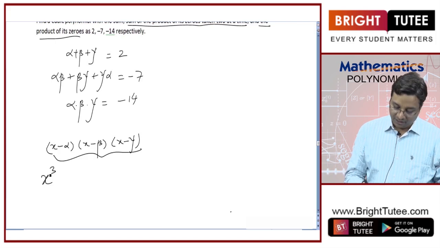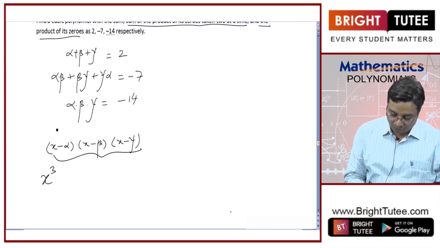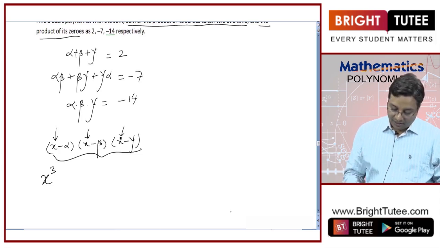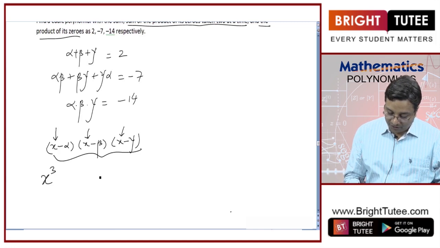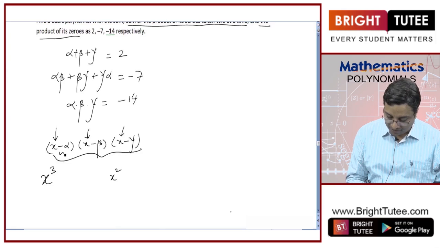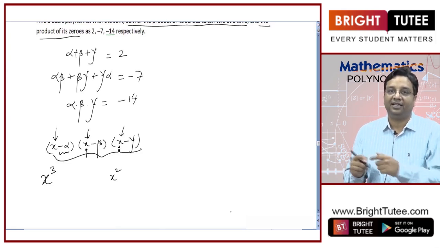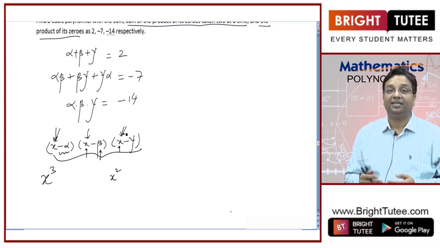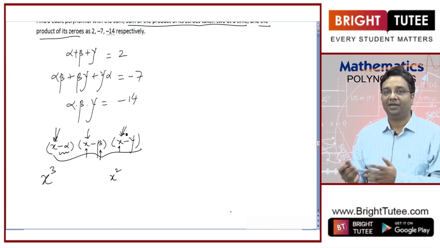It will be 1, because x cube can be formed only when x comes out from all these three brackets, right? Now what will be the coefficient of x square? When this minus alpha is multiplied by this x and this x, so minus alpha x square, right? When this minus beta gets multiplied by this x and this x, minus beta x square. Similarly minus gamma x square.